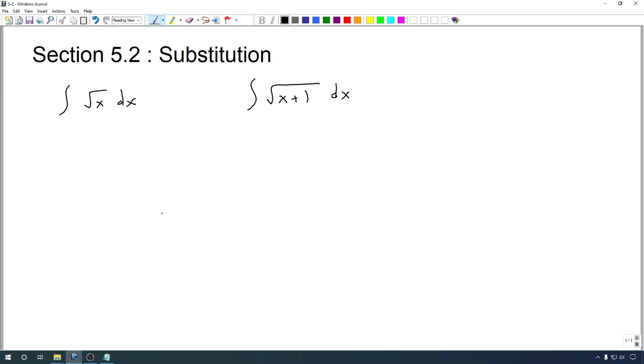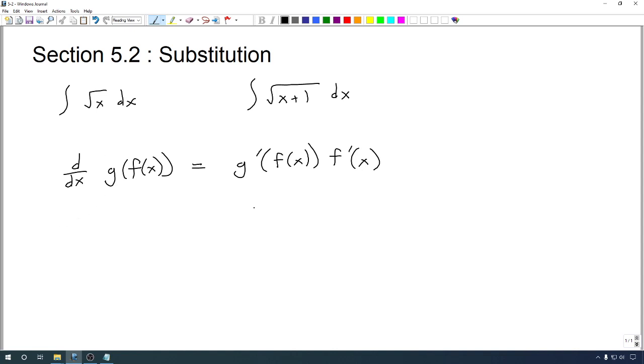Well, since integration is just the reverse of differentiation, it makes sense to start with the chain rule and try to turn it around. Remember, we have our formula that the derivative of a composition, so g of f of x, is equal to the derivative of the outside function with just the original inside function in it, times the derivative of the inside function.